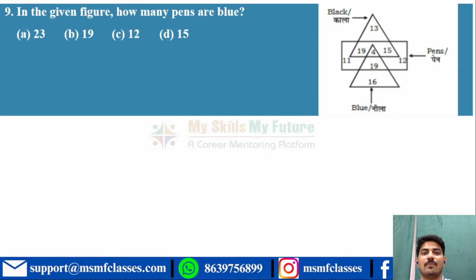This will be from a Venn diagram question. In the given figure, how many pens are blue? We need to find. He gave 1 point here. This triangle portion is the blue one, and this rectangle portion is the pens. So here pens are blue, and this one also pens are blue. So 4 plus 19 equals 23, which is presented in option A. Let's move to the next question.